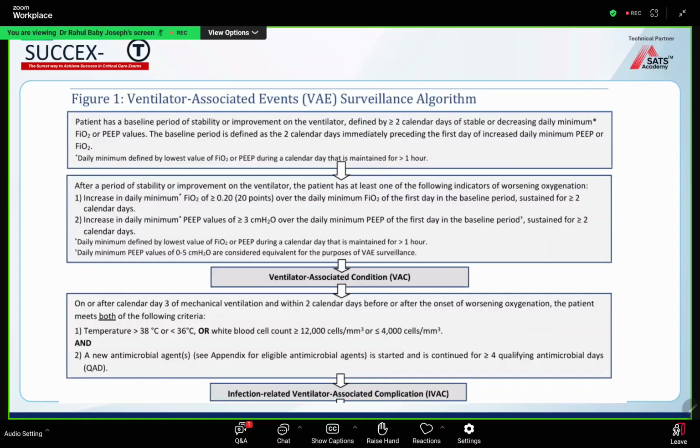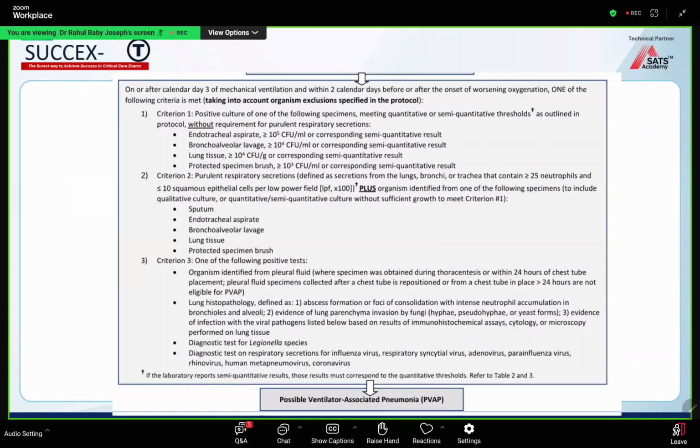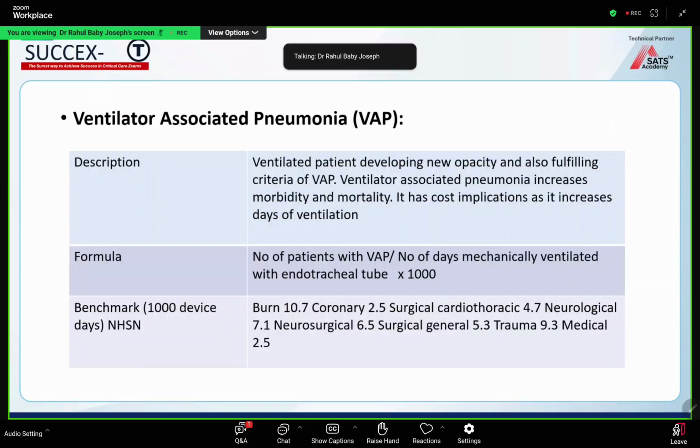You need to know the different headings. You need to know the different definitions, which is the NHSN and CDC definition. When do you say it as a ventilator associated condition, infection related ventilator associated condition? I will be sharing these slides, so I will not go into detail. And you need to also know when you can say it is a probable VAP. When it is taken as a quality indicator, the formula for this is important.